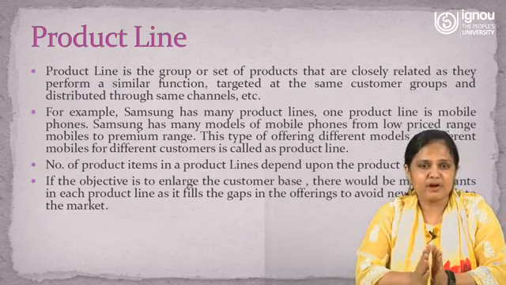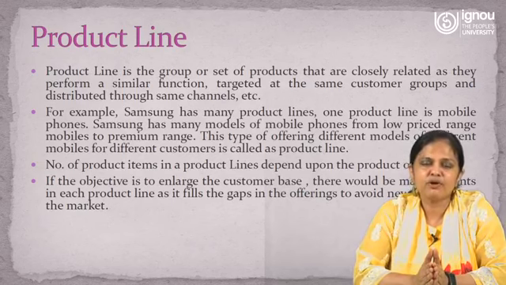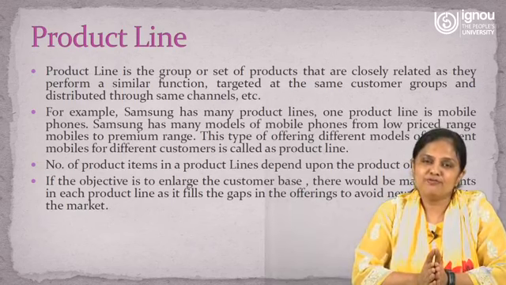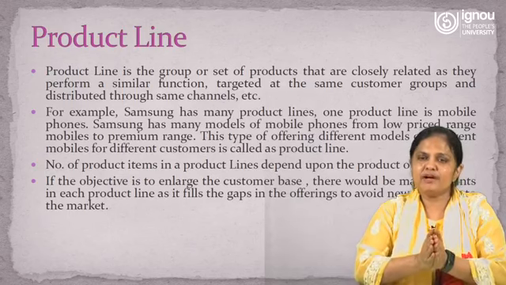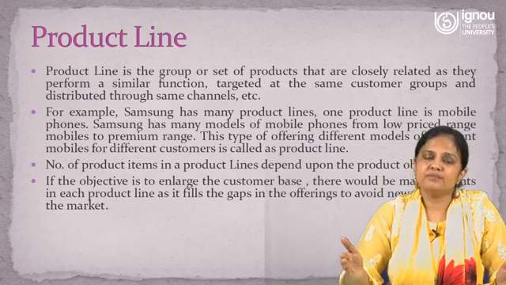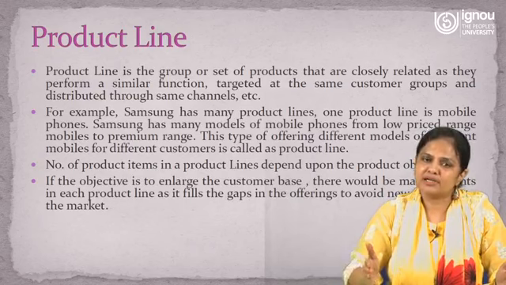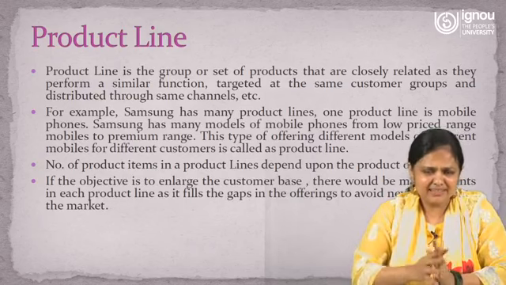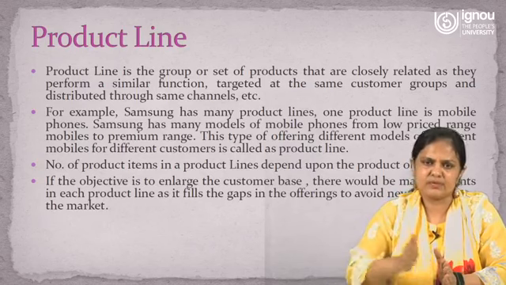The number of product items in a product line depends on the product objective. So what the company is setting, what kind of product objectives, determines how many products are going to be there in the product line, right? We'll discuss how in the subsequent slides.